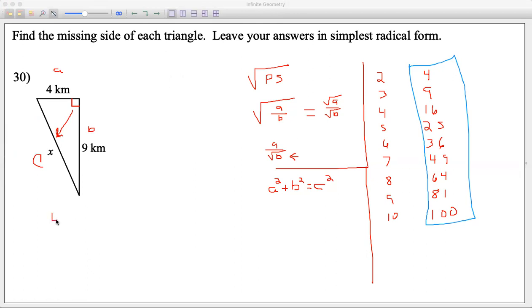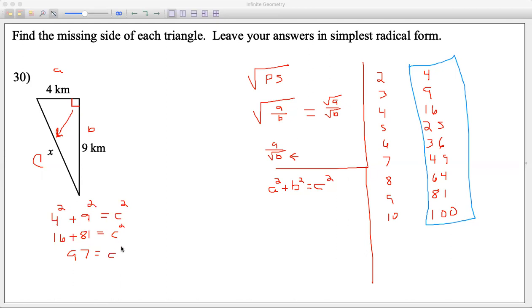So A squared is 4 squared. Yes, most of you would probably write 16. B squared is 9 squared. Most of you would write 81 is equal to X squared or C squared. It doesn't make a difference. Square both. We already said it was 16 and 81. Remember, when you're solving for a leg, you're going to be subtracting. When we're solving for a hypotenuse, we're adding. That's what, 97? So we get 97 is equal to C squared.